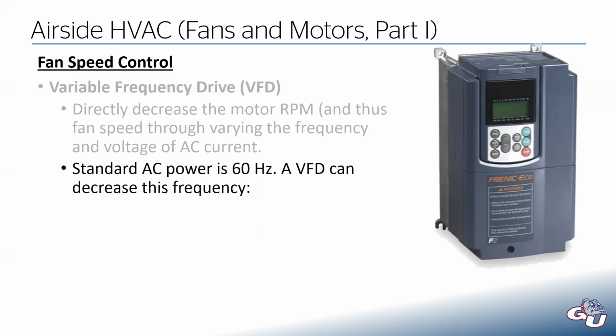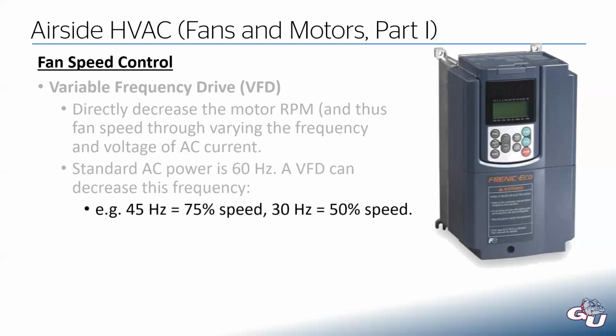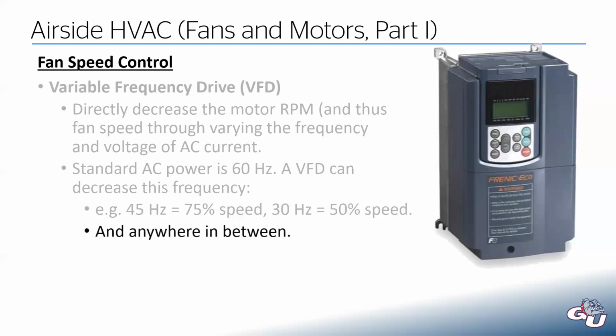Standard AC power in the United States is at 60 hertz. But what a VFD does is it takes that 60 hertz input and then it can decrease, or it can actually increase the frequency as well to a different hertz. So as an example, if we went down to 45 hertz, that would move the fan at 75% speed. If we went down to 30 hertz, that would be 50% speed. And we can go anywhere in between that as well. So whatever speed we want that fan to run, we can do it.